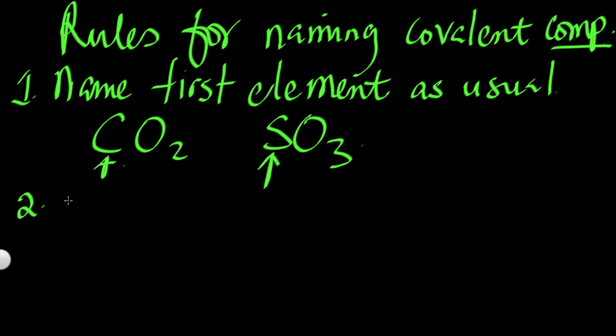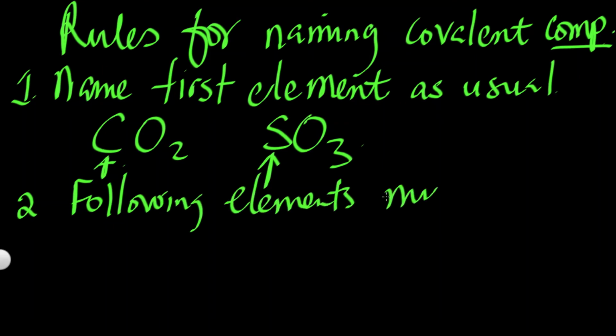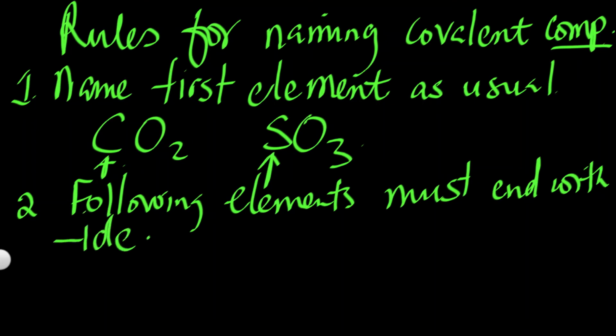The next elements, or let me use the word following elements. The following elements must end with IDE. Remember, covalent compounds are made up of elements that are all non-metallic. We have a few exceptions, where metals and non-metals are bonded together but it is a covalent compound. I'm going to mention those, about 3. So the first one is named as usual, but the following elements should end with IDE.